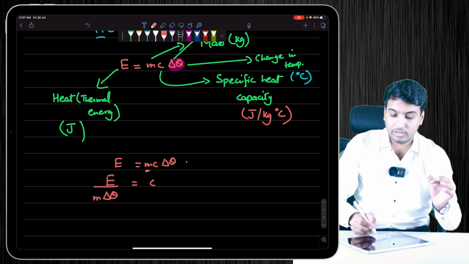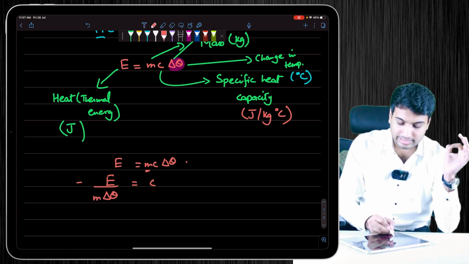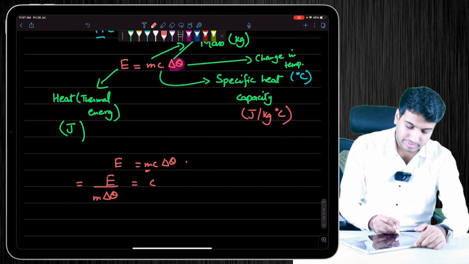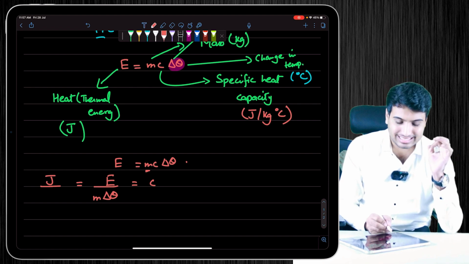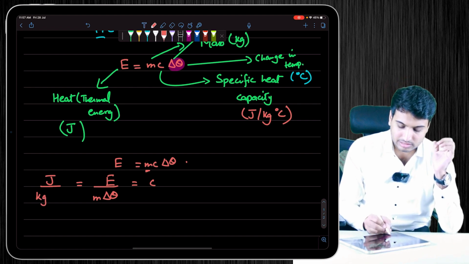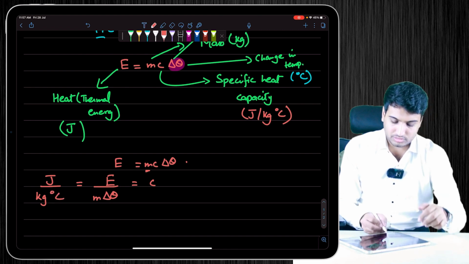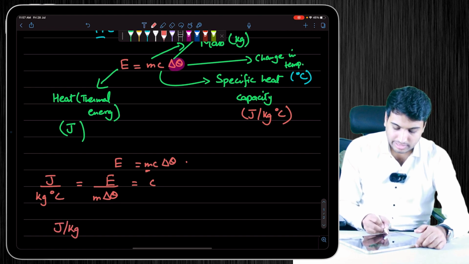Alright, so now if you forget the SI unit of specific heat capacity, we can derive the SI unit in this way as well. Energy is measured in joules, mass is measured in kgs, and change in temperature is measured in degrees Celsius. So the SI unit for specific heat capacity would be joule per kg per degree Celsius.